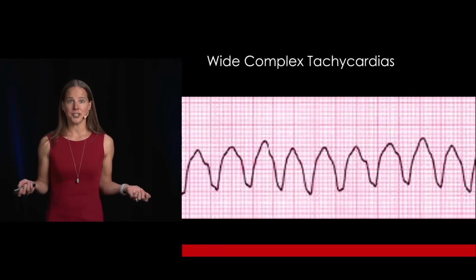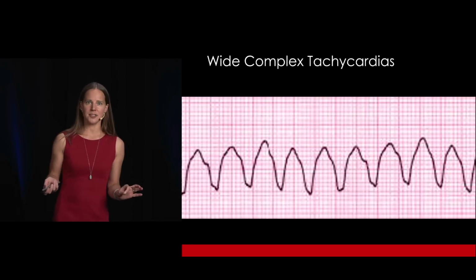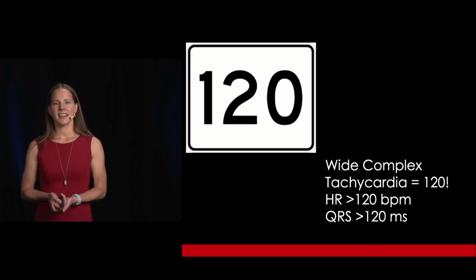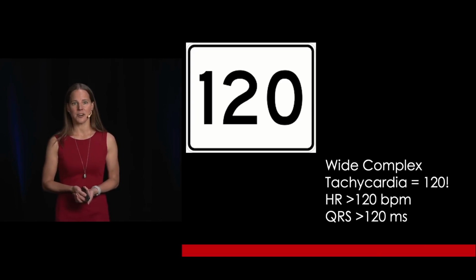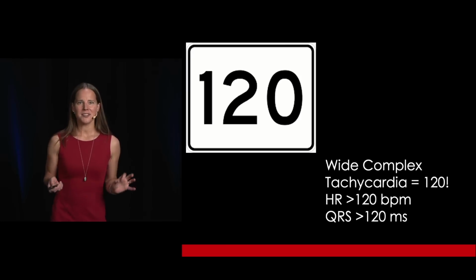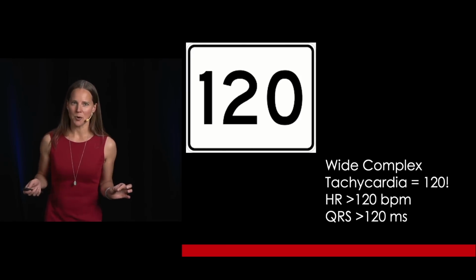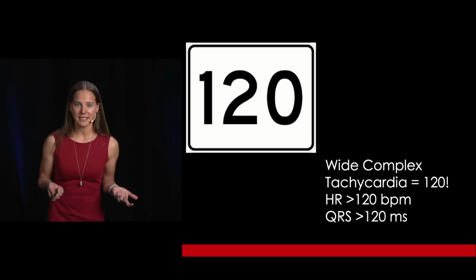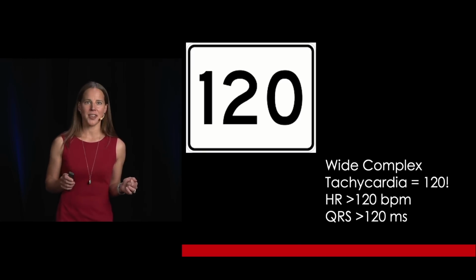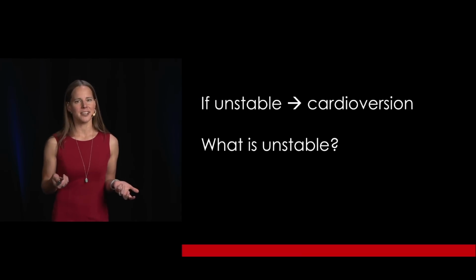So you're sitting there on your shift and somebody hands you this rhythm strip. Of course, you are going to jump out of your seat and go see the patient. And when you get there, you're going to look at the rate and the QRS complex. So just by way of definitions, a wide complex tachycardia is really all about the number 120. A wide complex tachycardia is defined as a heart rate greater than 120 beats a minute and a QRS greater than 120 milliseconds. So that's the definition of a wide complex tachycardia.